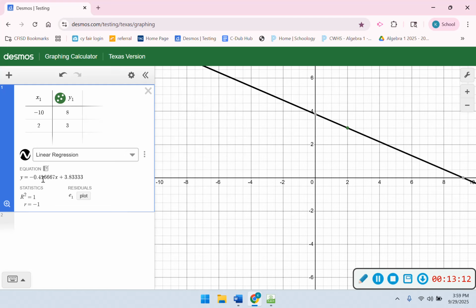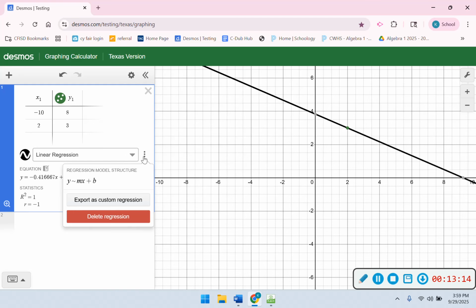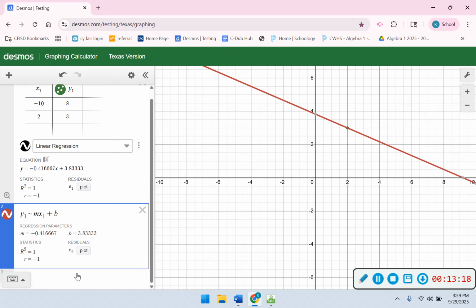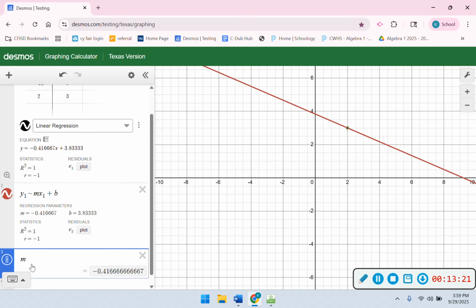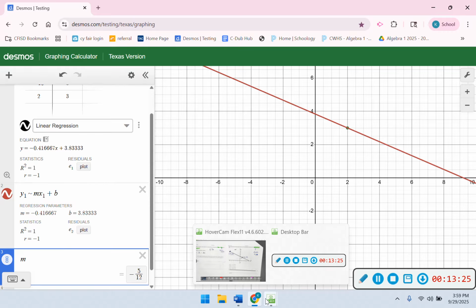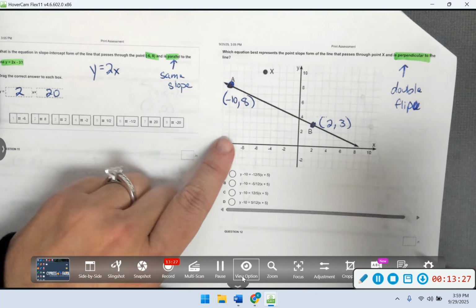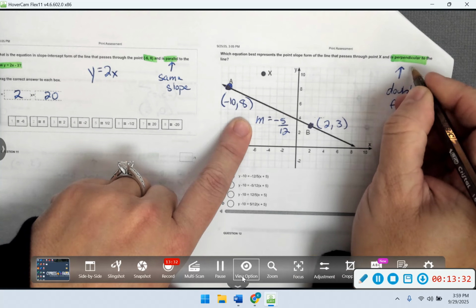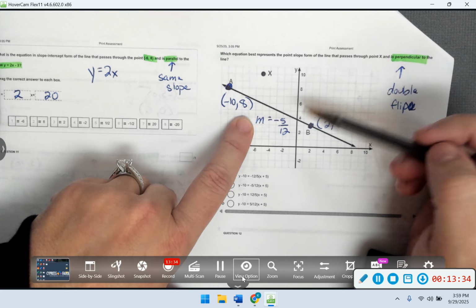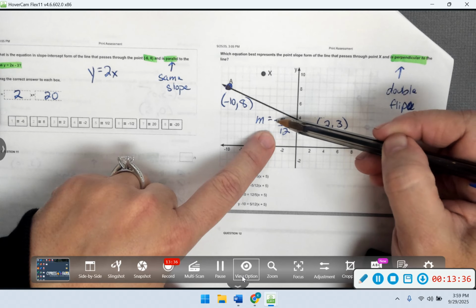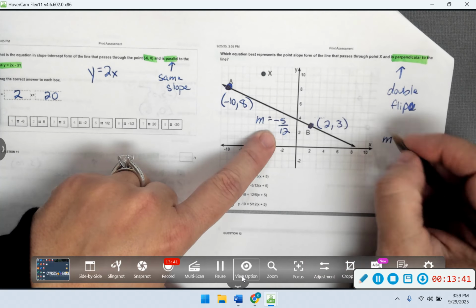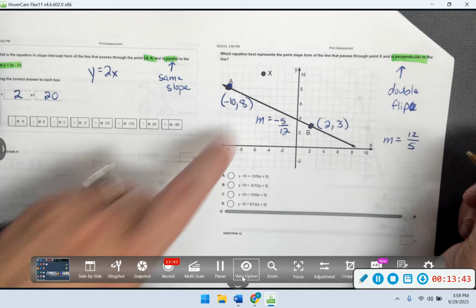Slope, that is ugly, so remember, 3 dots, export, and then I want to see what m is as a fraction. So type in the letter m and the fraction. So -5/12. So let's go back to the problem. So the slope of this line is -5/12. So if I want perpendicular to that, I'm going to do the opposite reciprocal. So double flip. So this is negative, so my new slope needs to be positive. And when I flip the fraction, 5/12 becomes 12/5.